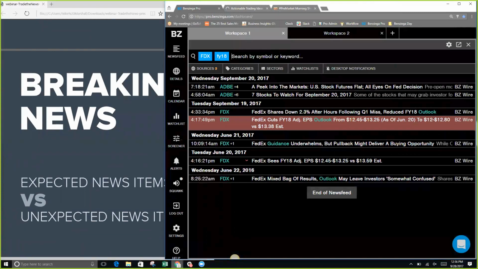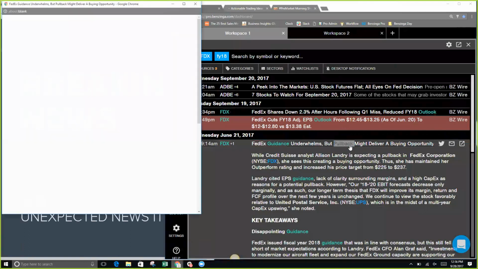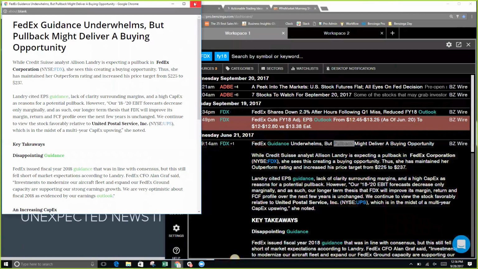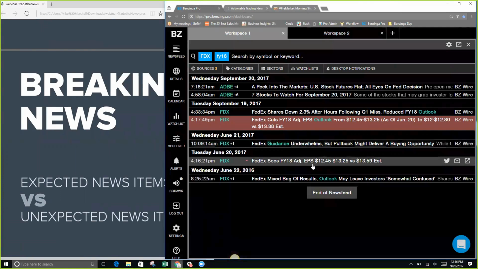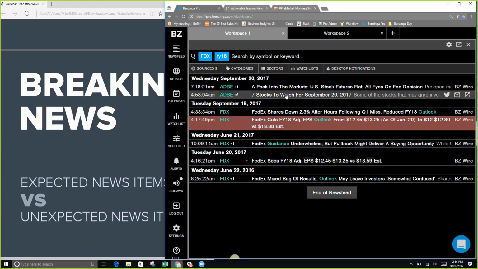I can see, a couple months ago on June 20th, 2017, the last adjusted earnings per share guidance, there you go. So the last fiscal year 18 adjusted earnings per share guidance was $12.45 to $13.25. Now I can take that number and compare it to the new range, and I can see, okay, it looks like FedEx is cutting their guidance about 40 cents or so. That's quite a bit, even for a company that reports $12, $13 in earnings. 40 cents is a rather big deal.